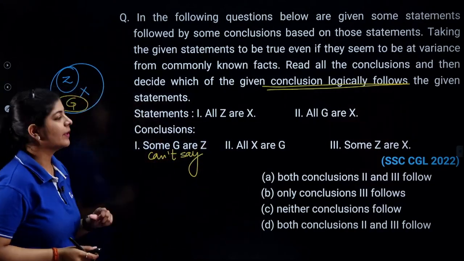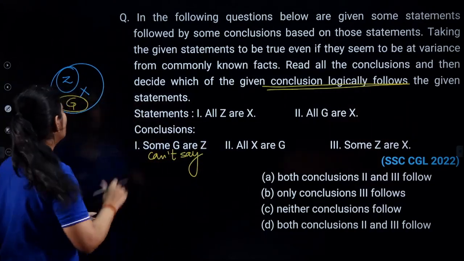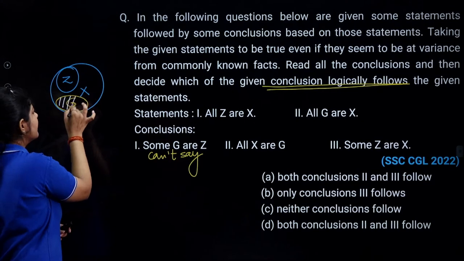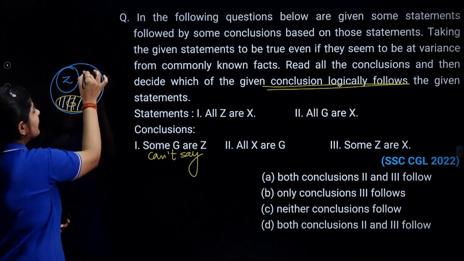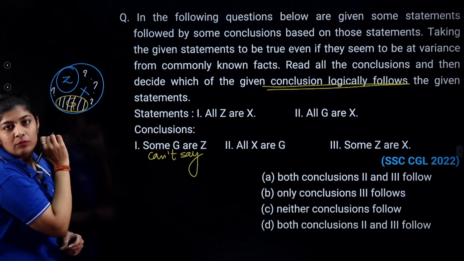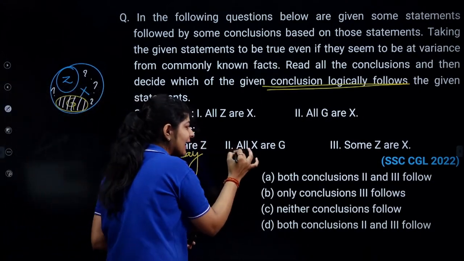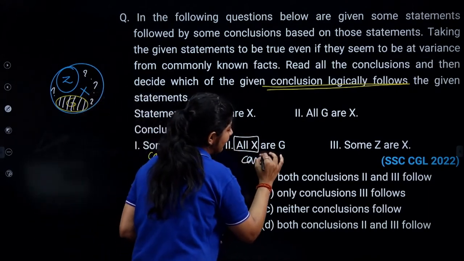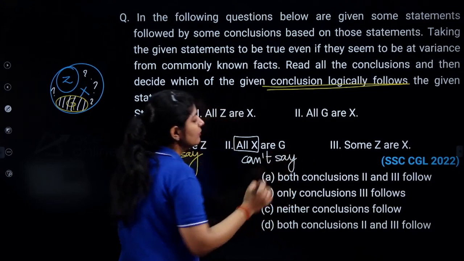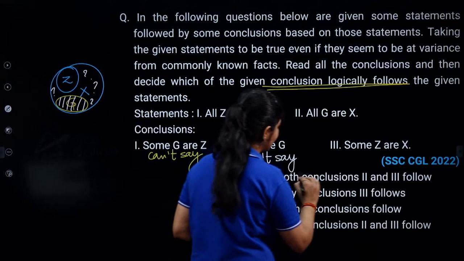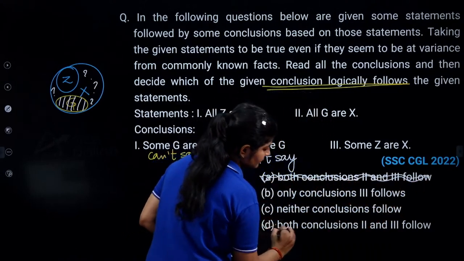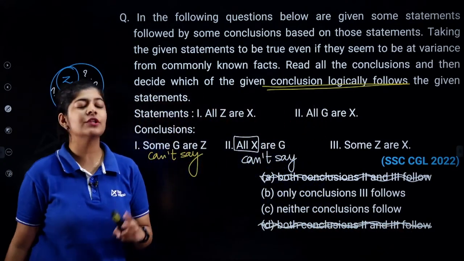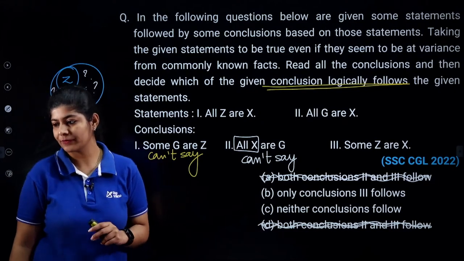So, let's check the second one. All X are G. We can only say a few things regarding this part of X. Can we say anything regarding the remaining part? No, we can't say anything. So can we consider all X are G? No. Maybe they are or maybe they are not. So wherever you have the second, just simply eliminate that option. So now option number A and D are eliminated. We are only left with two options, option number B and option number C, right?